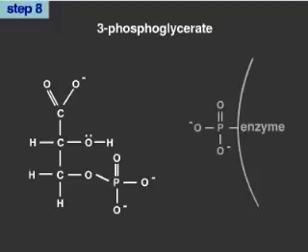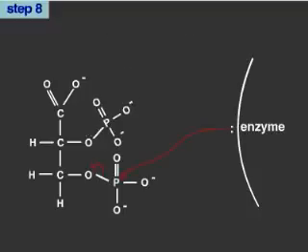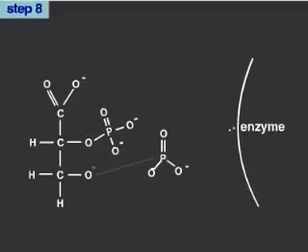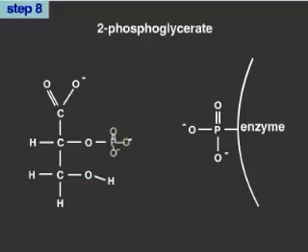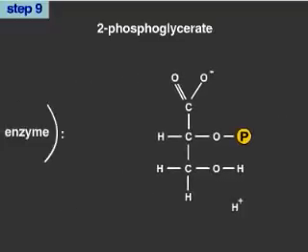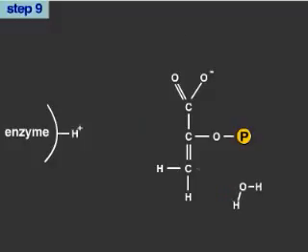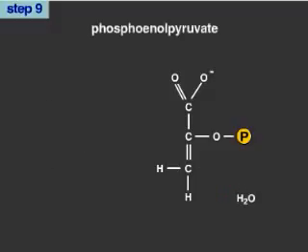In the 8th step, 3-phosphoglycerate, which has a relatively low free energy of hydrolysis, is transformed by the enzyme phosphoglycerate mutase into 2-phosphoglycerate. In the 9th step, the enzyme enolase removes a water molecule from 2-phosphoglycerate, creating phosphoenolpyruvate. The loss of water redistributes energy within the molecule, creating a phosphate group with an extremely high free energy of hydrolysis.